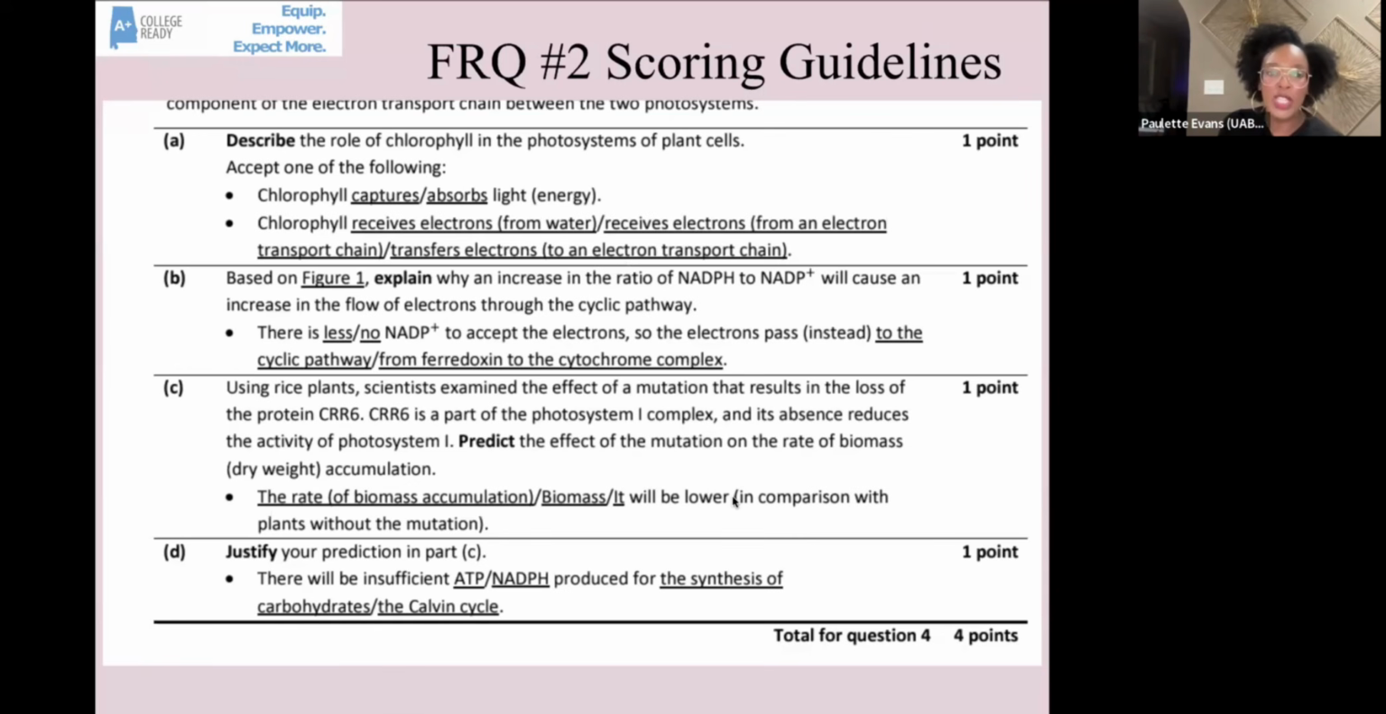Now let's look at D part. Justify your prediction for part C. And that answer is there will be insufficient ATP and NADPH produced for the synthesis of carbohydrates in the Calvin cycle, which I kind of just stole my own thunder, but that answer is consistent. So my justification for C was the answer for D. And yeah, so that's FRQ2, the scoring guidelines. And that was a total of 4 points on that one.